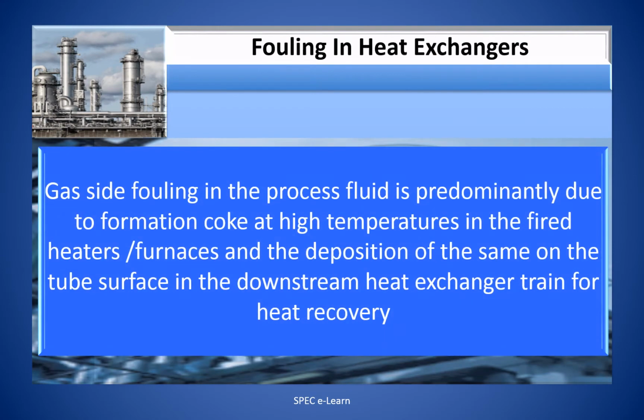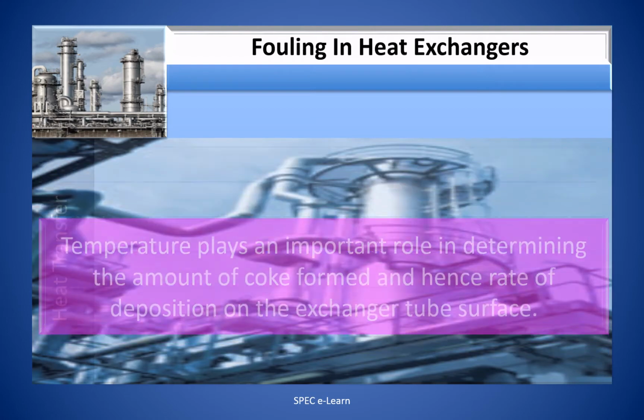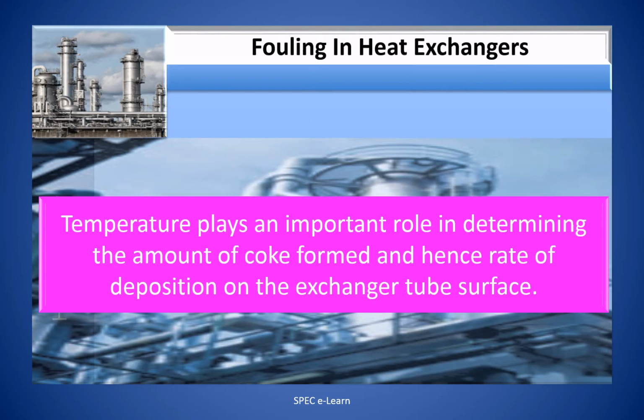Gas side fouling in the process fluid is predominantly due to formation of coke at high temperatures in fired heater furnaces and the deposition of the same on the tube surface in the downstream heat exchangers for heat recovery. Temperature plays an important role in determining the amount of coke formed and hence the rate of deposition on the heat exchanger tube surface.